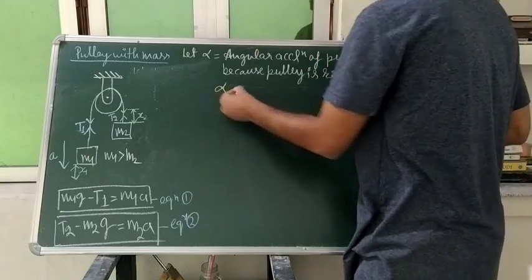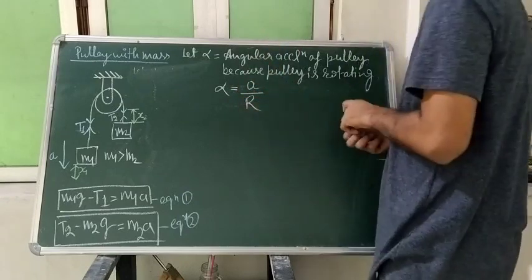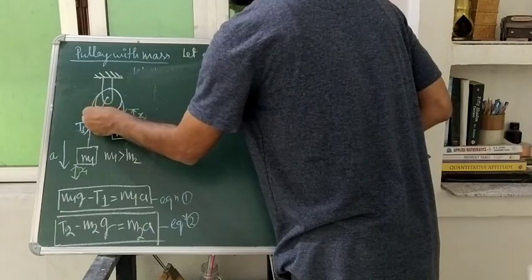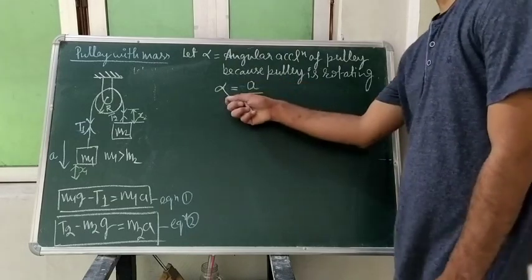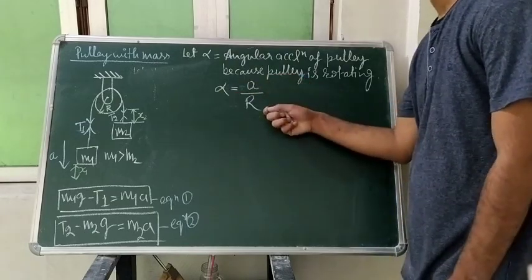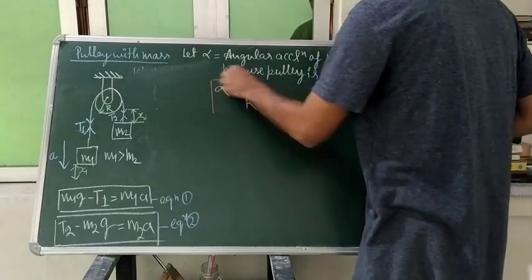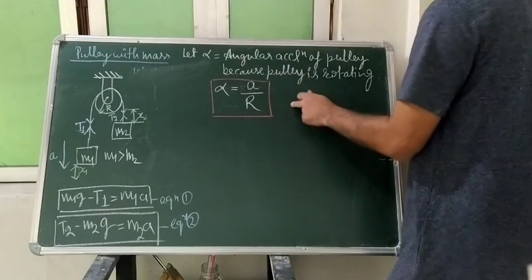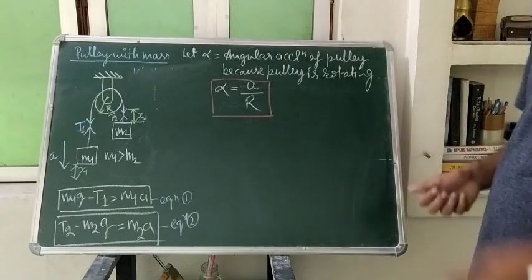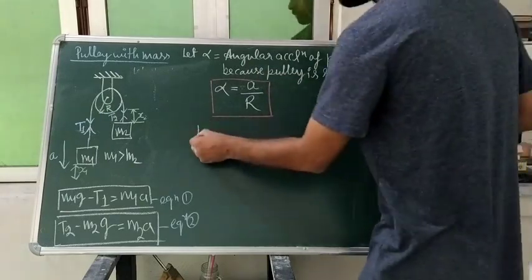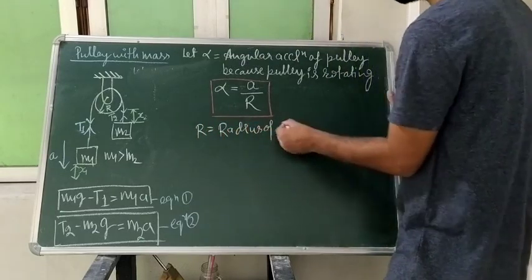So this angular acceleration alpha will be the linear acceleration divided by R, where R denotes the radius of the pulley. Our angular acceleration is equal to linear acceleration divided by radius. We will look at this in circular motion, since we have not talked about that yet. For the time being you can remember that alpha is A by R, linear acceleration divided by radius, and R is the radius of the pulley.